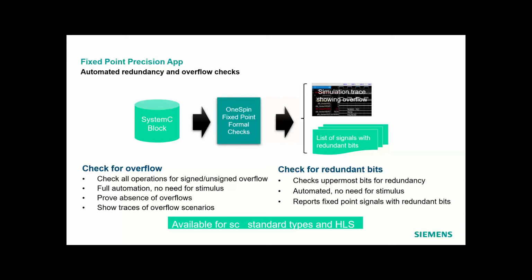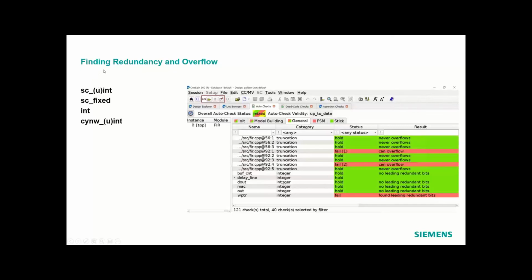On the other side, we can also check for redundant bits, which checks whether upper most bits are redundant. This is also automated, with no need for stimulus. With this check, you can optimize your design by shrinking the bit width of your internal signals. Just an overview of what type of redundancy and overflow checks we support in SystemC types, like sc_uint, sc_fixed, and signed and unsigned integer types.